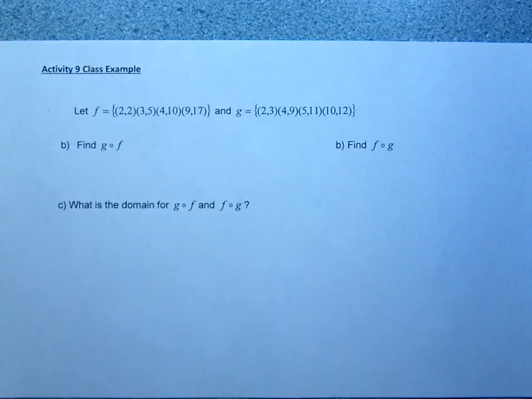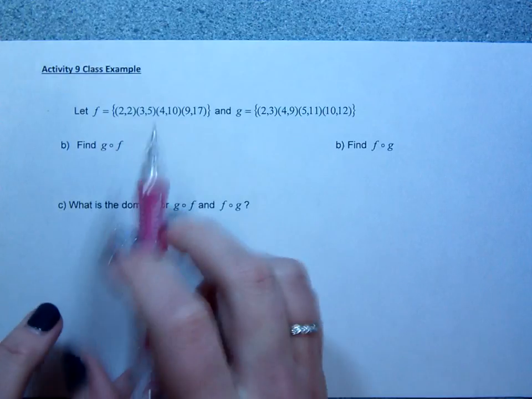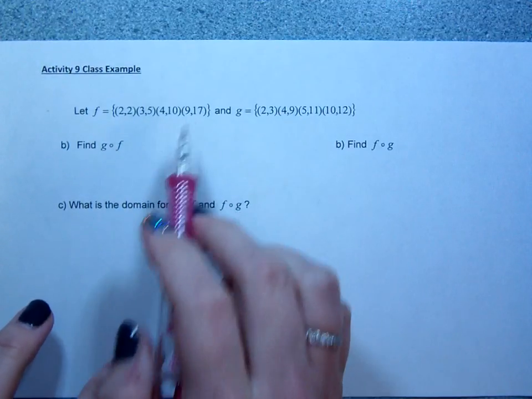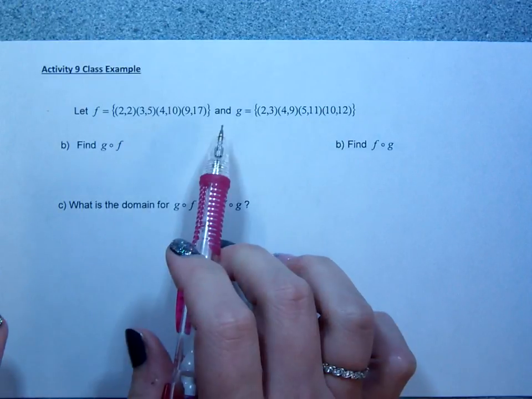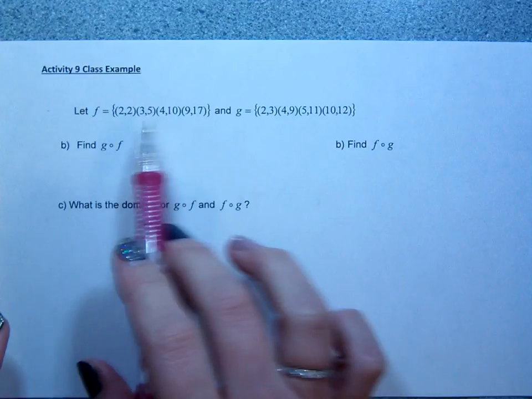This example will help you with the classwork for activity 9. Here you have f equaling these different sets of points. So you've got 4 different points here. It doesn't go beyond that. This is not one of those situations where you have to write an equation that extends the ordered pairs. This is all that's included for f.